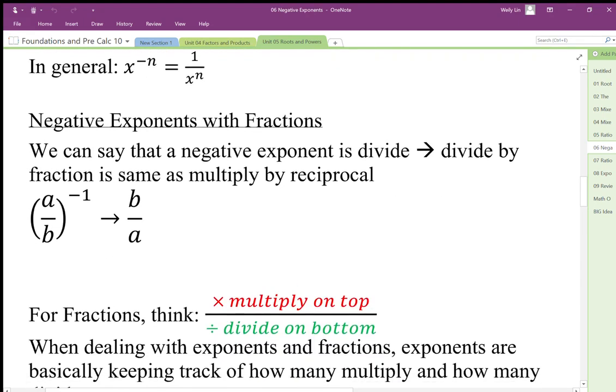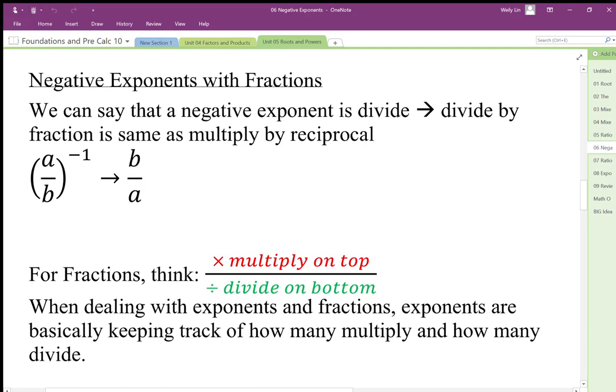So what happens when we have negative exponents with fractions? Well, the negative exponent means to divide. And if I'm dividing a here, well, the a really should go in the denominator. And this b, this line here, means we're dividing by b, but that negative power means we're dividing again. So divide really means multiply. So we should put it on the top.